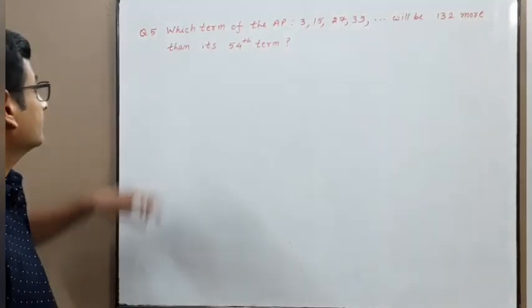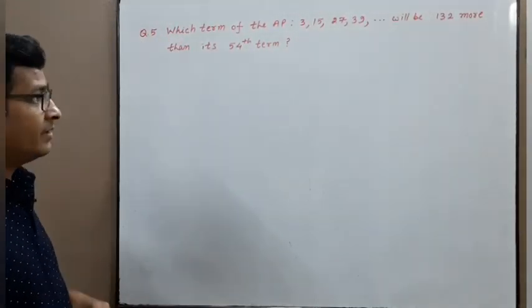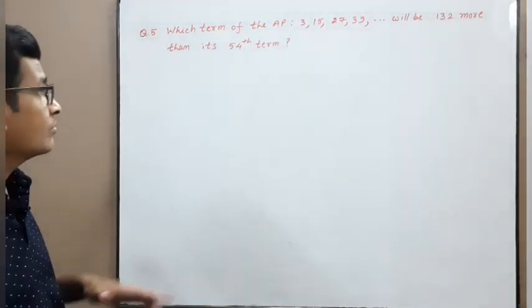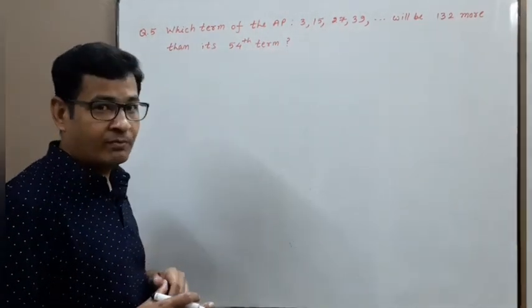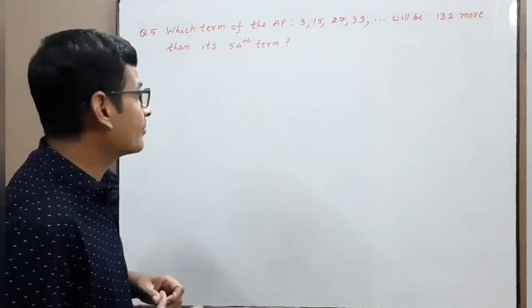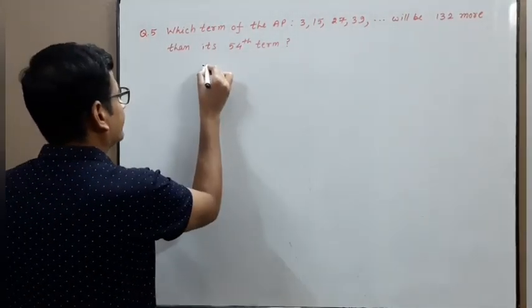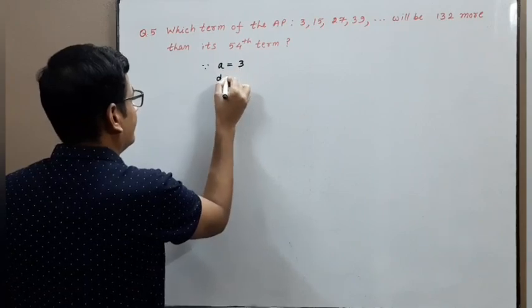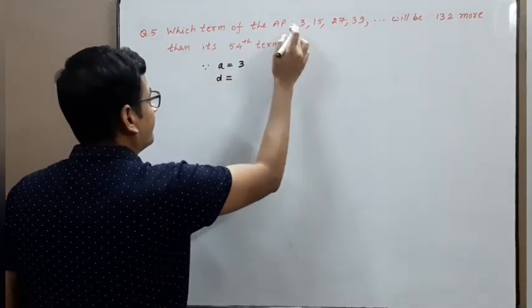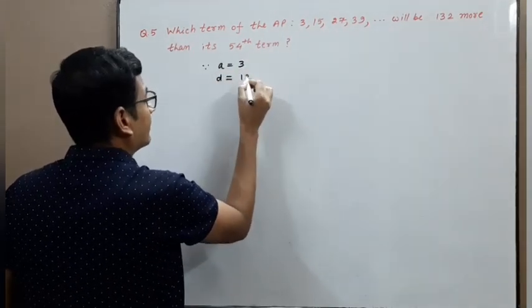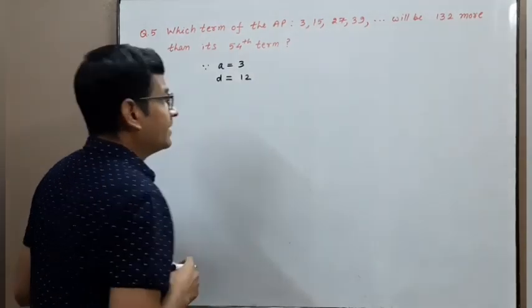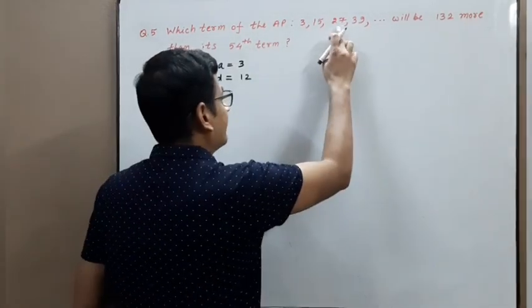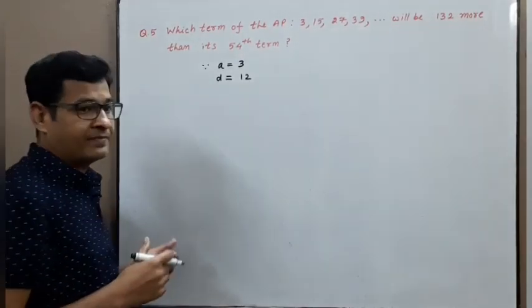Next problem. Which term of the AP will be 132 more than its 54th term? Since A equal to 3, D equal to common difference: 15 minus 3, 12; 27 minus 15, 12; 39 minus 27, 12. So the common difference is 12.